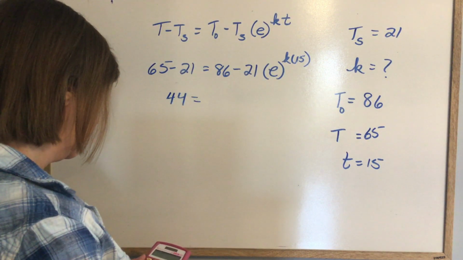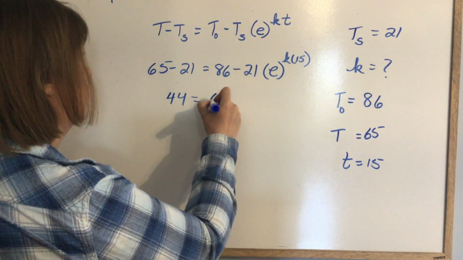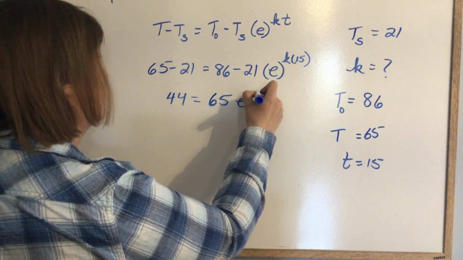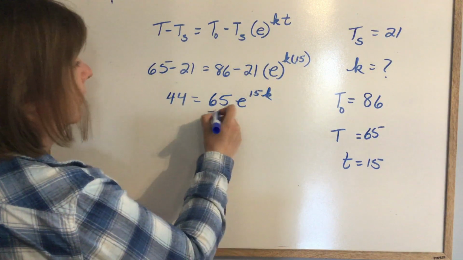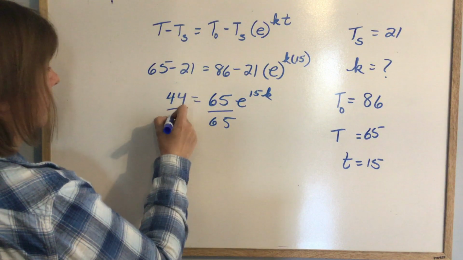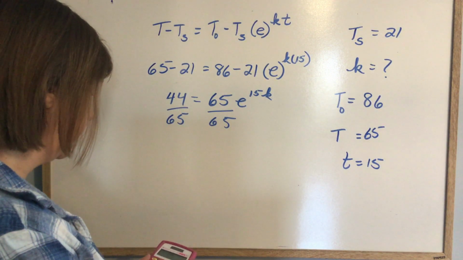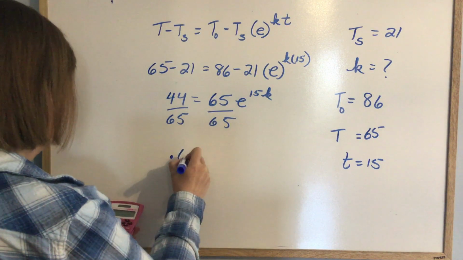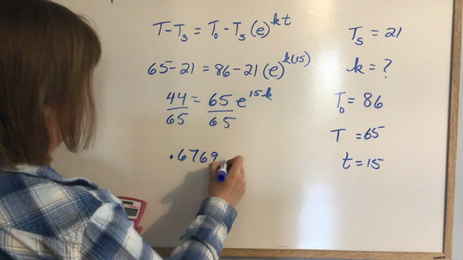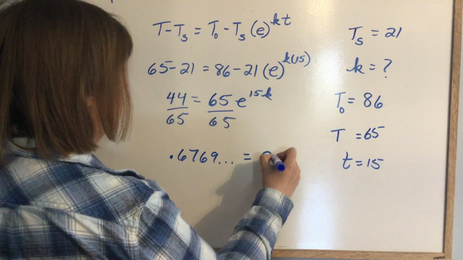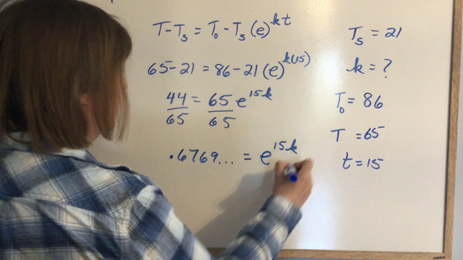86 minus 21 is 65. E to the 15K. So I would divide this side by 65 and this side by 65. So I have 44 divided by 65, which is 0.6769, it keeps on going, is equal to E to the 15K.